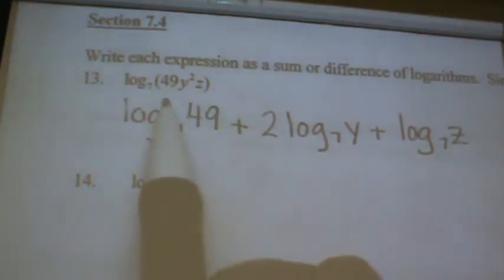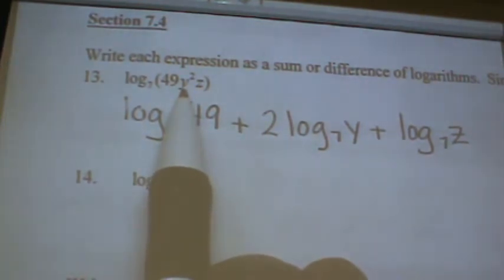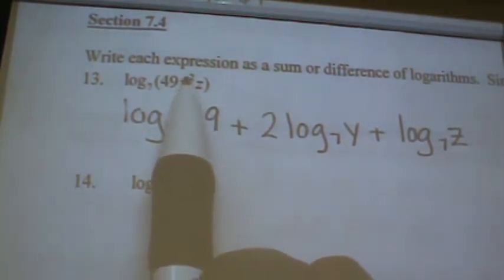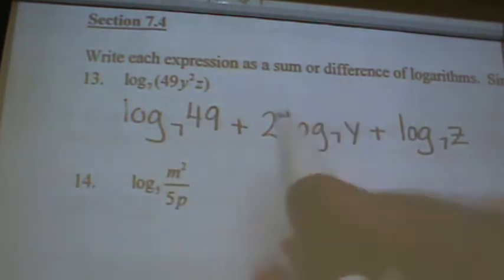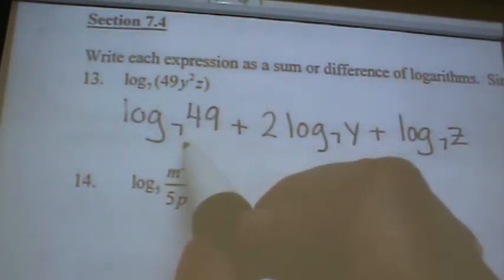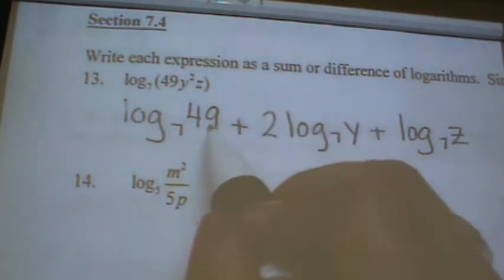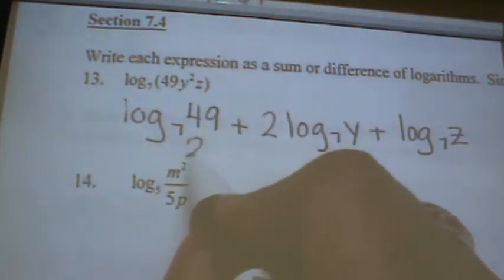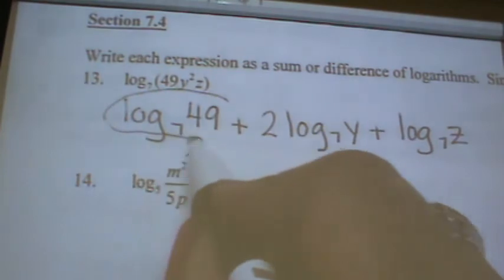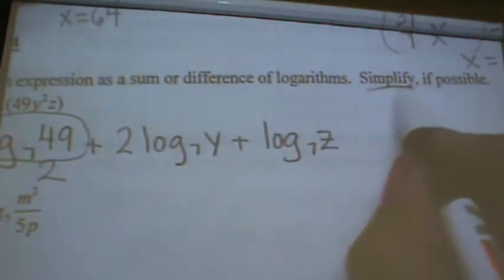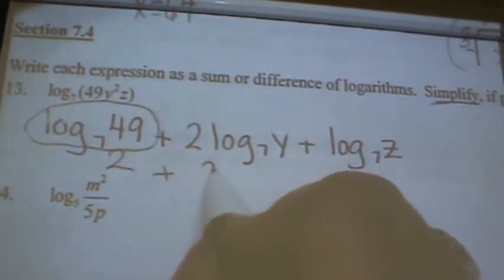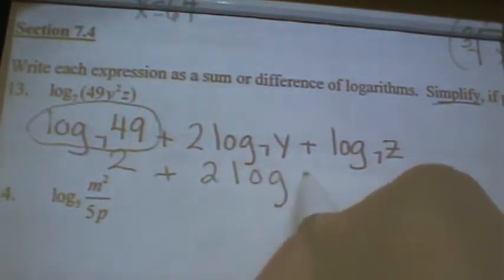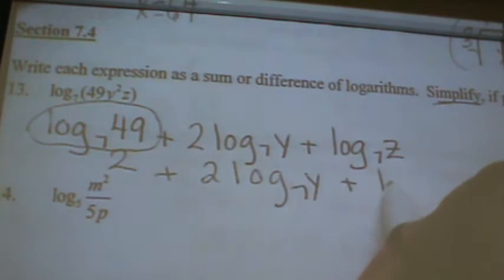Do you guys remember the properties? Remember the power rule? You bring that in front, but you're only bringing it in front of the y. Now, this one you can do. 7 to what power is 49? 7, 2. Yep, this is equal to 2. We can simplify this. It says simplify if possible. This could be equal to 2, and then just rewrite the rest. And that's as simple as you're going to get.